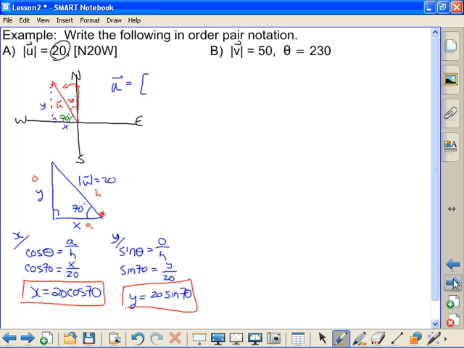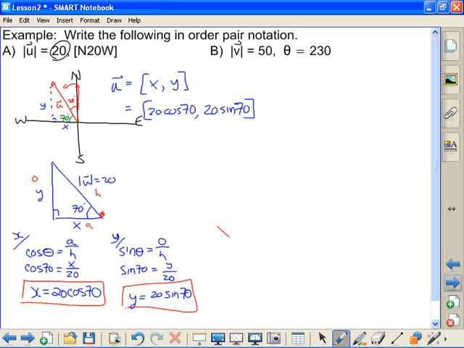We know that in ordered pair notation it's x, y. Well, we just found x. That's your 20 cos 70, comma, and your y is your 20 sine 70. Oops, I've got to start using square brackets. It's been a while. So there we go, there's your vector u. And yes, it's always in that form.